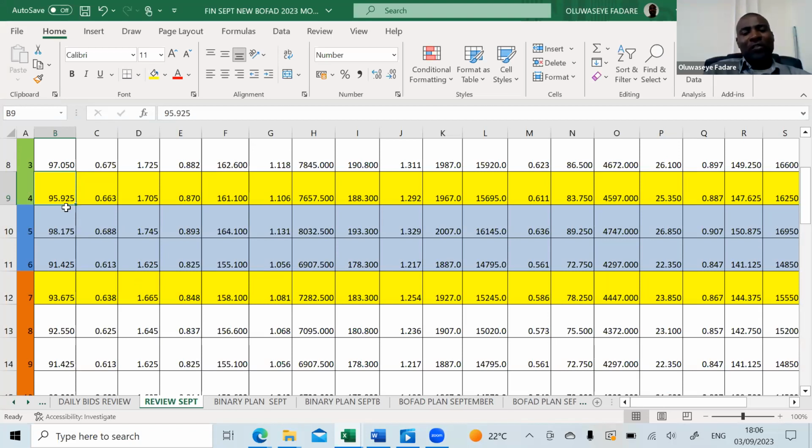But if the market should go up to number 4, the first buy position, and then the market reverts back.